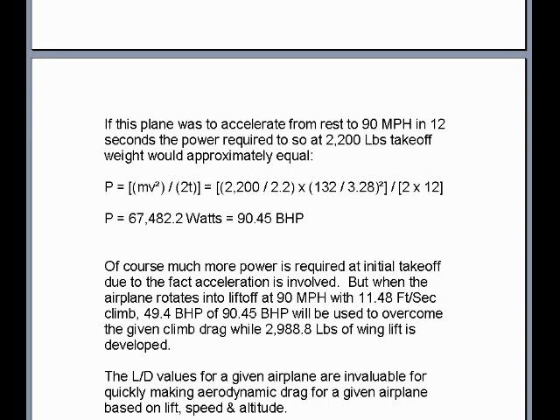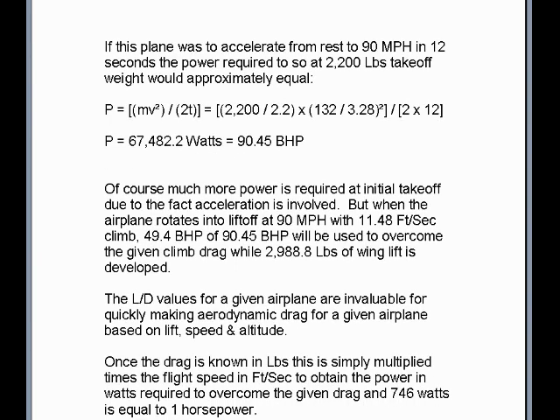If this plane was to accelerate from rest to 90 miles per hour in 12 seconds, the power required to do so at 2,200 pounds takeoff weight would approximately equal, the formula for power in watts for acceleration is mv squared divided by 2t. So the m in kilograms, 2,200 divided by 2.2, times the v in meters per second, so feet per second divided by 3.28 quantity squared, divided by an acceleration time of 12 seconds times 2. So when you work it out, that's 67,482.2 watts, which equals 90.45 horsepower, brake horsepower to the propeller.